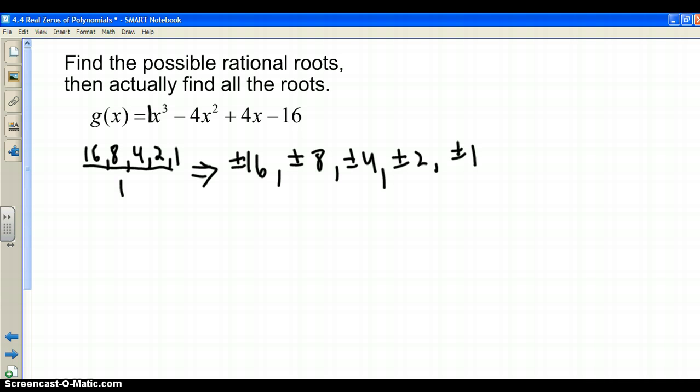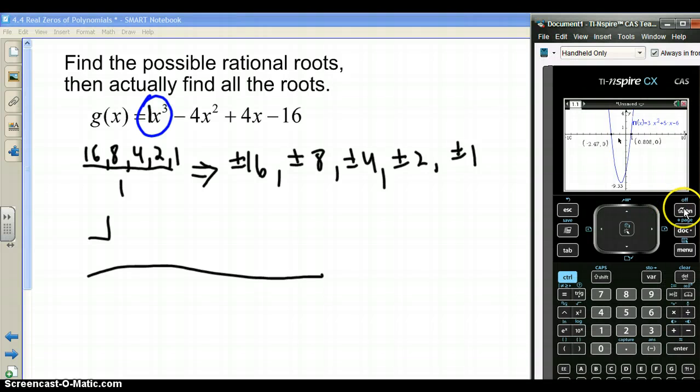Okay, so those are all my possibilities, and what I would need to start doing is testing with synthetic division. I can start testing 1, start testing negative 1, start testing 2. What I'm going to let you do in my class is when this is to the third power, I'll let you get one rational root from the graph. Here's what I mean. So get your calculator out, insert a graph page, and go ahead and type the function.